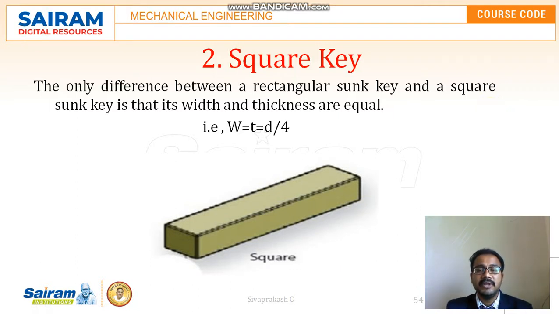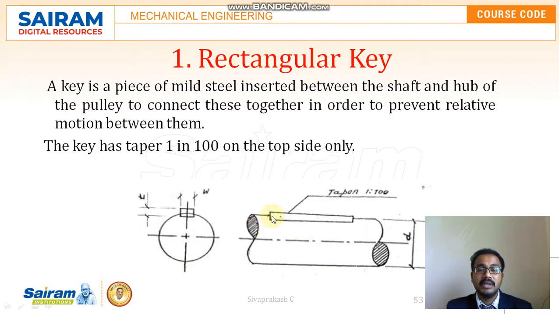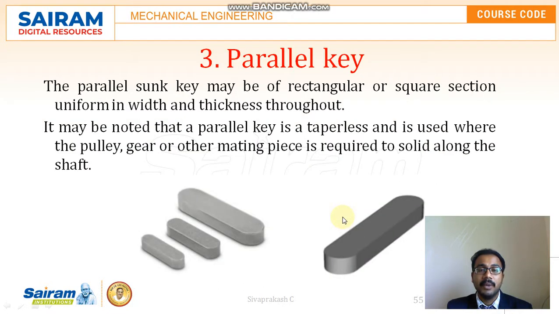The only difference between a rectangular sunk key and a square sunk key is that its width and thickness are equal. You can see the width and thickness. That is why W is equal to T, which is equal to D by 4. Apart from that, there is no difference in the place where it is fixed, that is, inserted between the shaft and the hub of the pulley.